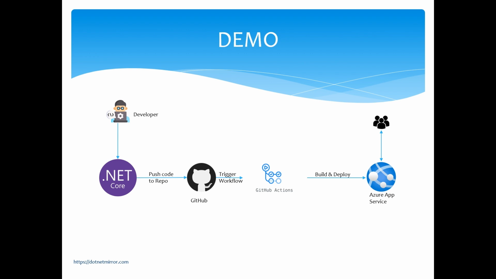We will look at a demo where, let's assume that a developer is creating an application of .NET Core. Whenever there is a code push to the GitHub, and whenever you push any small change to a master branch, it triggers a workflow using GitHub Actions. It builds and deploys your application to Azure App Service, which is consumed by your users. Now let's get into the demo.